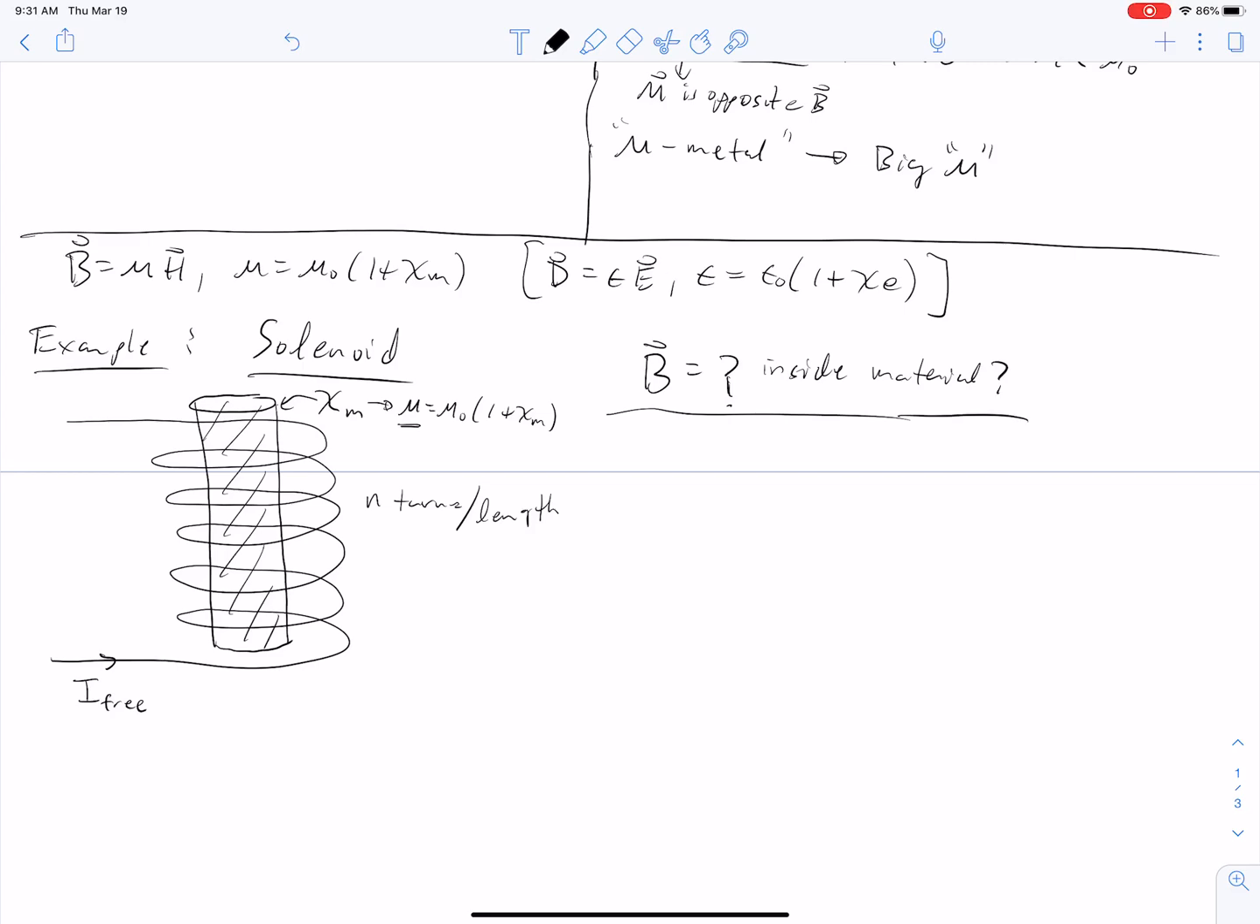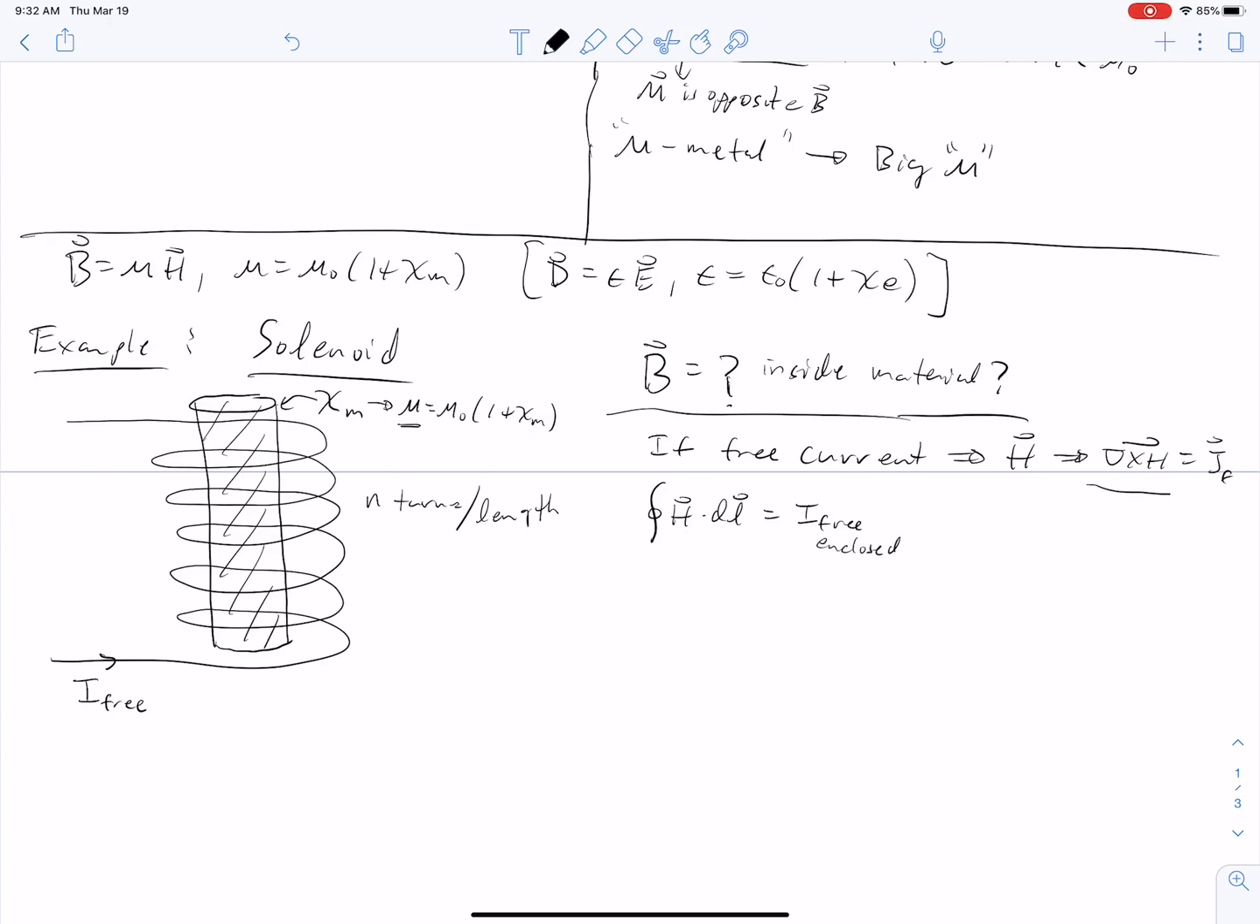So the way to go about these problems is the first thing you notice is if there's free current. If we have free current, then you know that there's going to be an H. And it's useful because we know that del cross H is equal to J free. And so that means the integral form of that equation, of course, is the famous Ampere's law, written in this way: the closed integral of H dot dl is equal to I free enclosed.